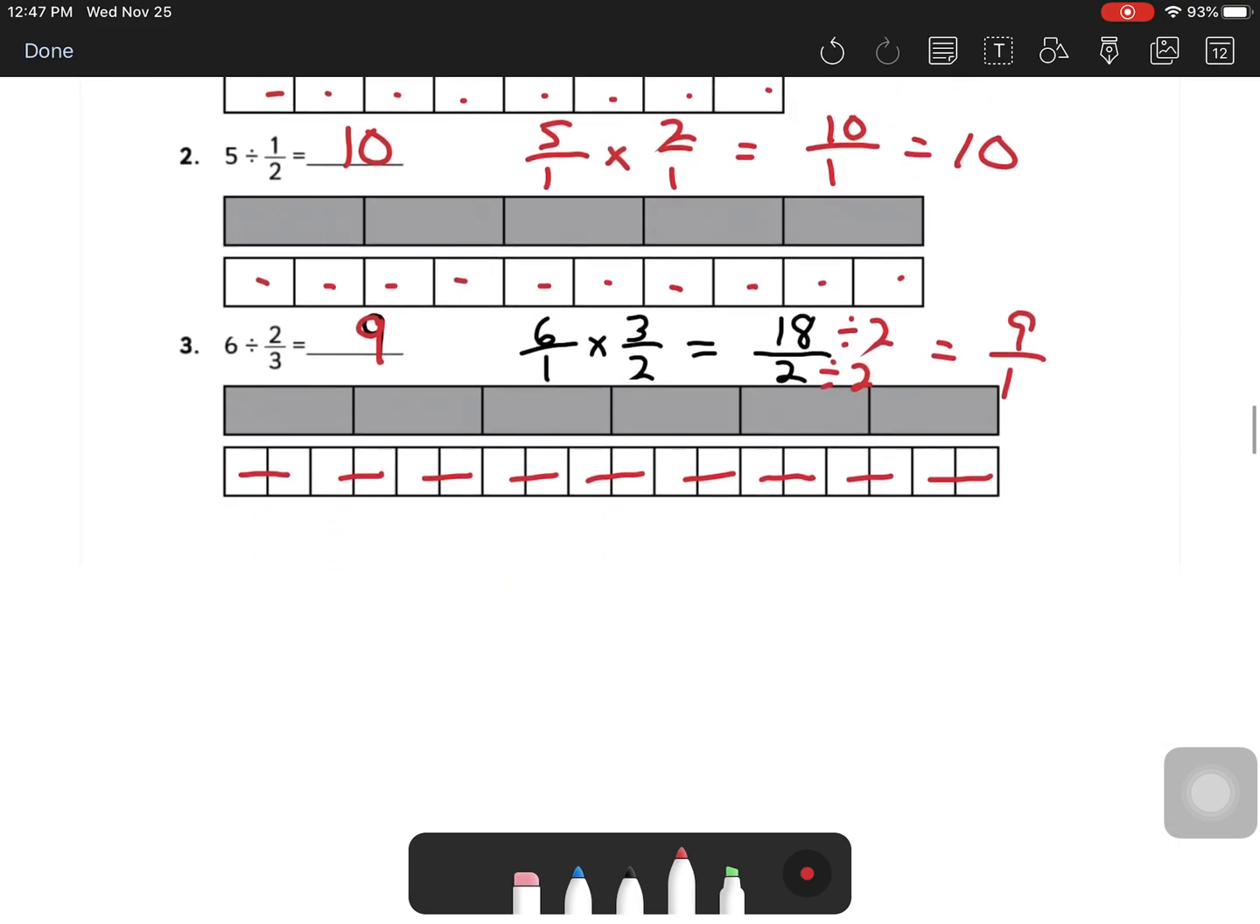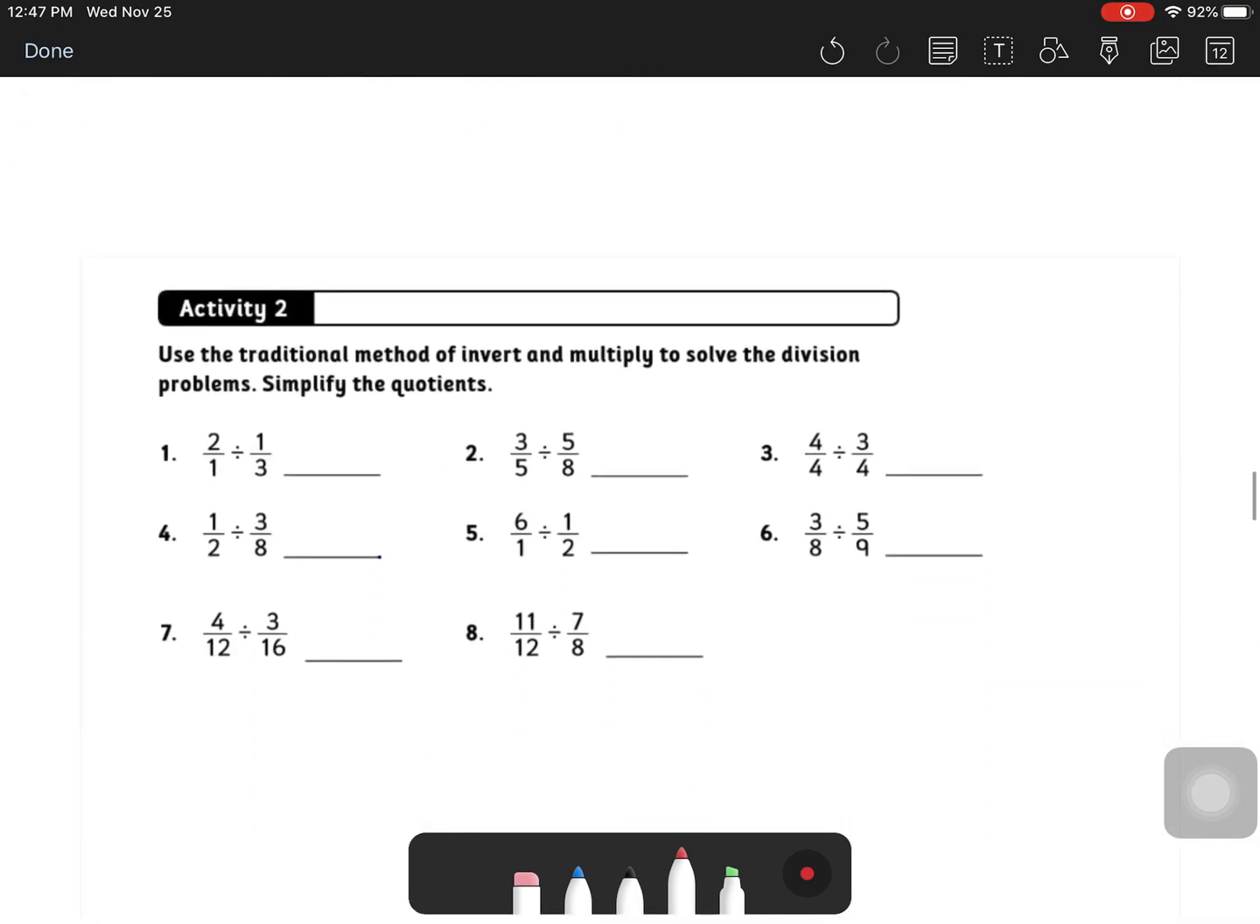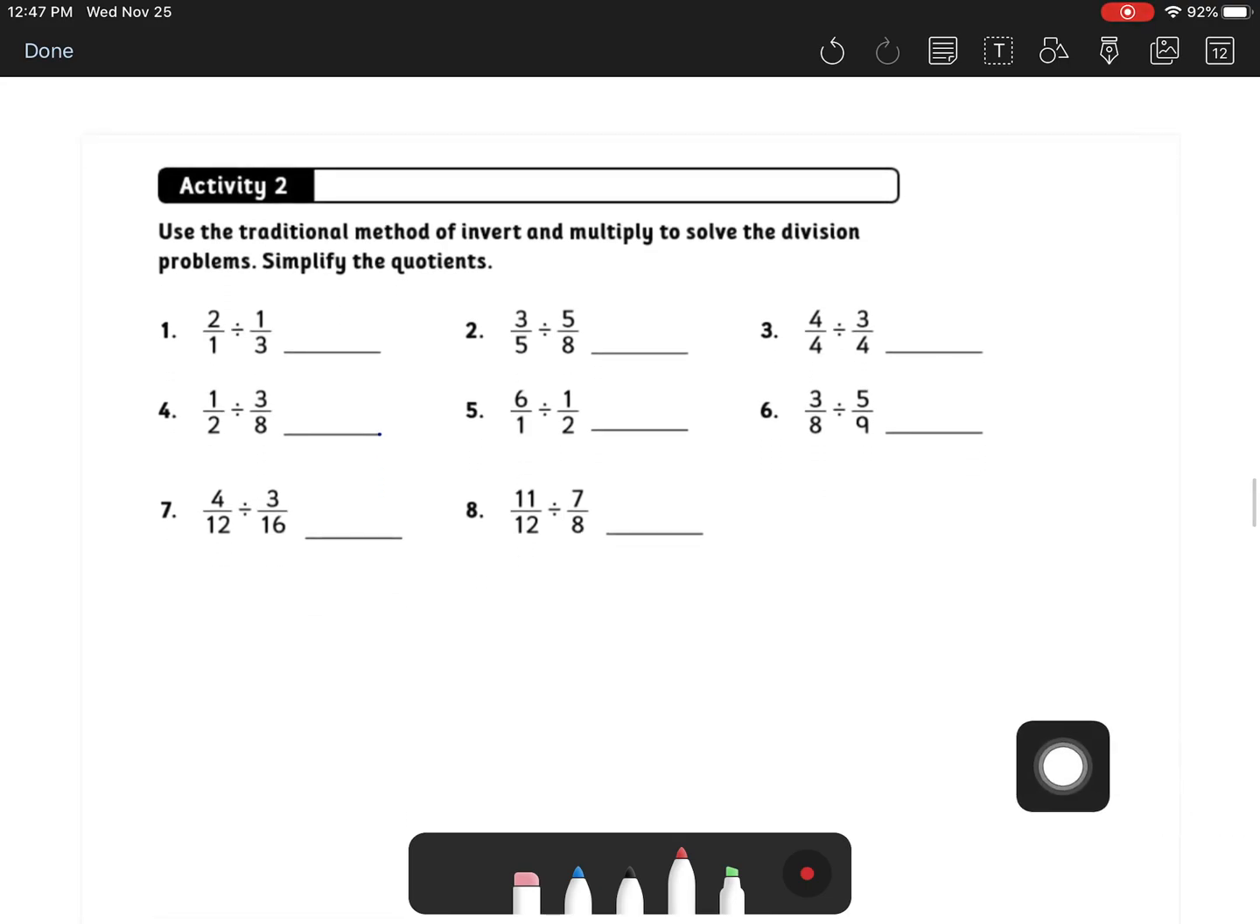Okay? So that's dividing by fractions. Really, all that you do is you invert and multiply. So they say traditional method here, invert and multiply. So with this one, I'm going to rewrite this as 2 over 1 times 3 over 1. And 2 times 3 would be 6, so I'd get 6 over 1, which would just be 6.